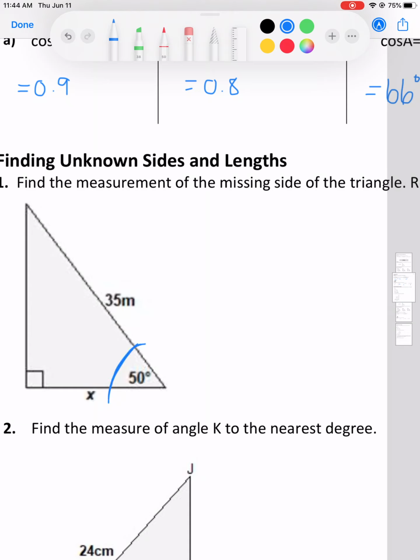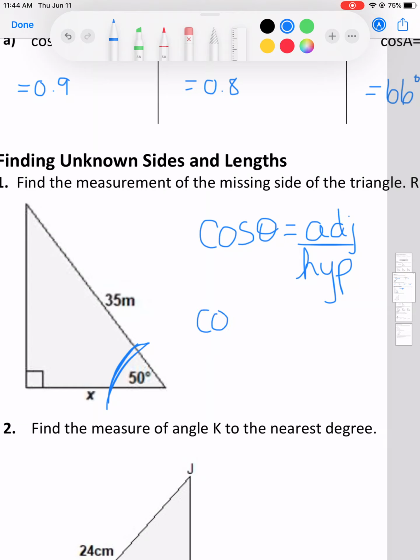So again, remember, this is our angle of interest. And we got to figure out what we have. So we know we're dealing with cos, so I'm going to just write it out. Cos theta is equal to adjacent over hypotenuse. So what's my theta? Do I have a theta? Yep, it's 50. So cos 50 is equal to, what's my adjacent? My adjacent's here. And here's my hypotenuse. So my adjacent is x, and my hypotenuse is 35.